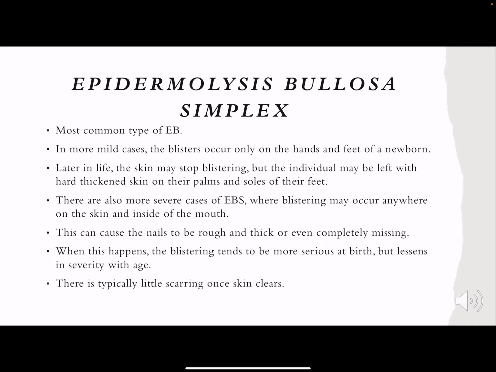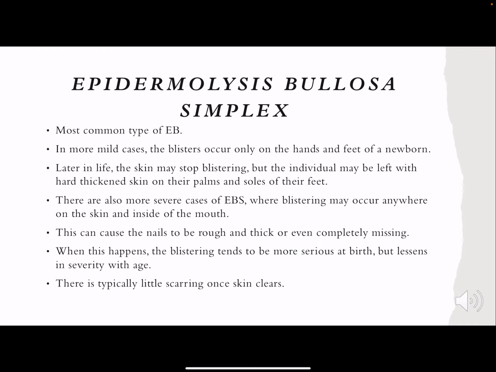The first one I'll talk about is epidermolysis bullosa simplex, so EBS. This is the most common type of EB. In more mild cases, the blisters occur only on the hands and feet of the newborn. Later in life, the skin may stop blistering, but the individual may be left with hard, thickened skin on their palms and soles of their feet.